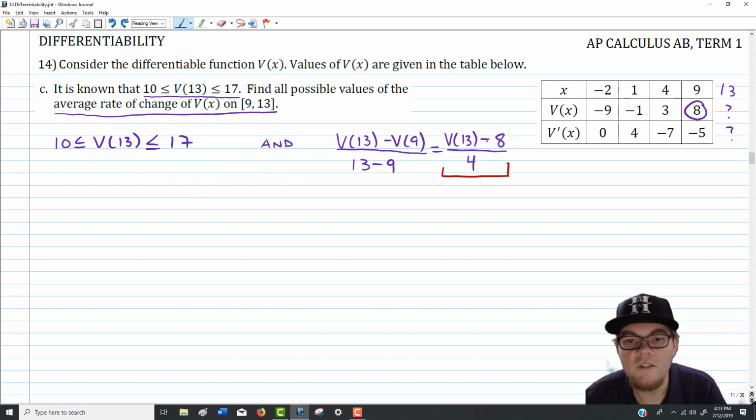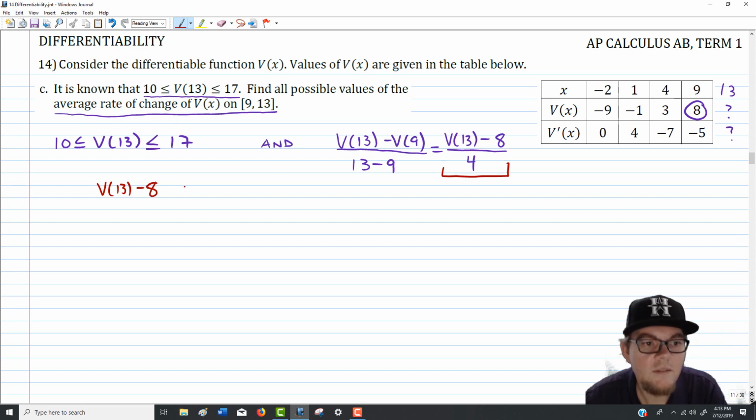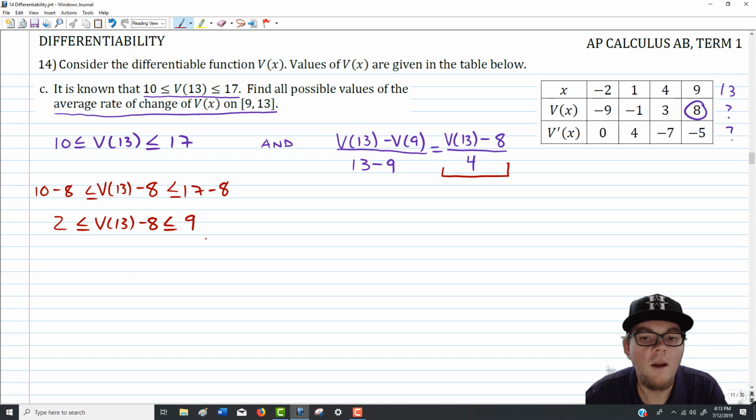So what I'm going to do first is I'm going to recreate the numerator. Basically I want v of 13 minus 8 to be in the middle of this expression. So what I'm going to do is take the 10 and subtract 8, and take the 17 and subtract 8. That's going to give me 2 less than or equal to v of 13 minus 8 less than or equal to 9. So what I've done is I've now bounded the numerator based on the restrictions for v of 13. That gives me the numerator.